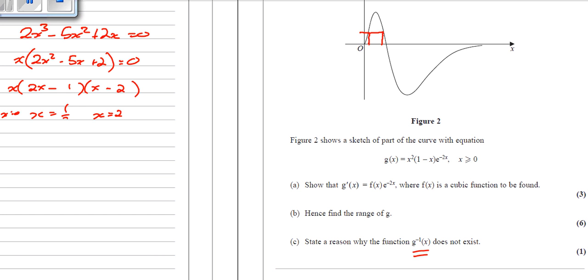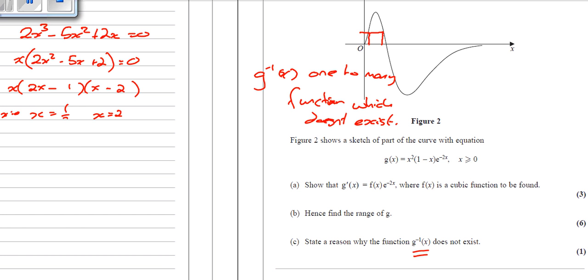So therefore that would mean that g to the minus 1 of x would be a one-to-many function, which doesn't exist. So because g of x is a many-to-one function, or g of x isn't a one-to-one function, therefore it can't have an inverse function. So that's how to do that one.